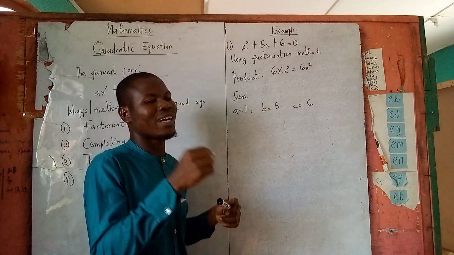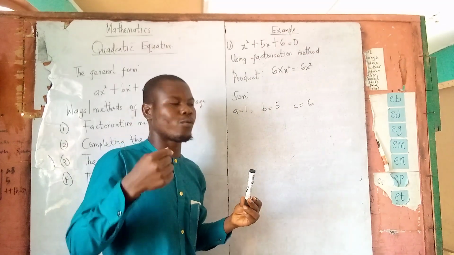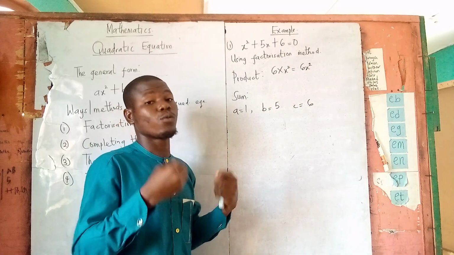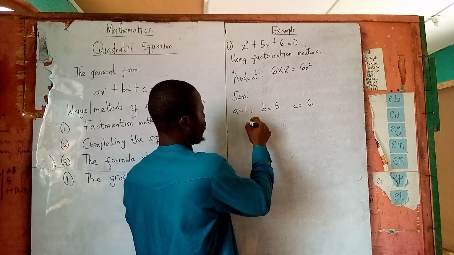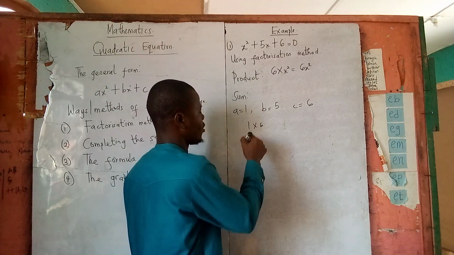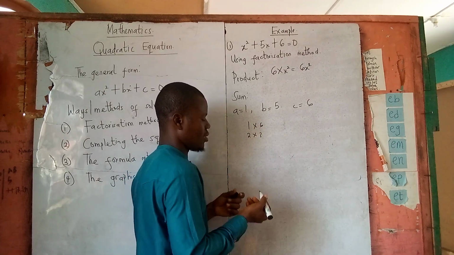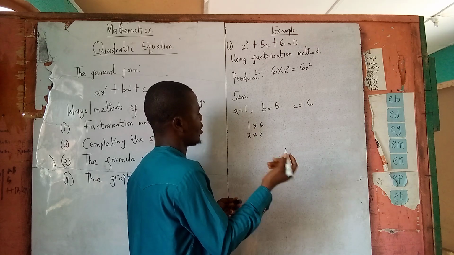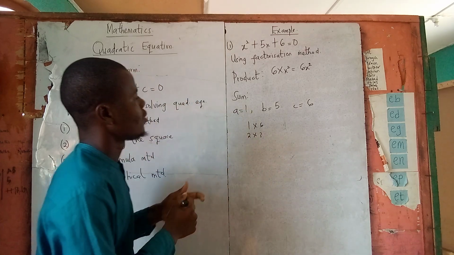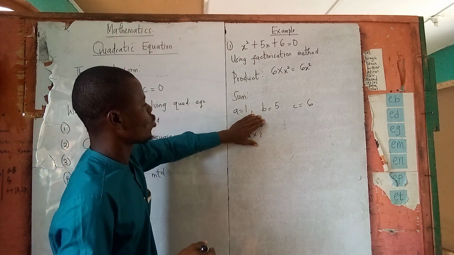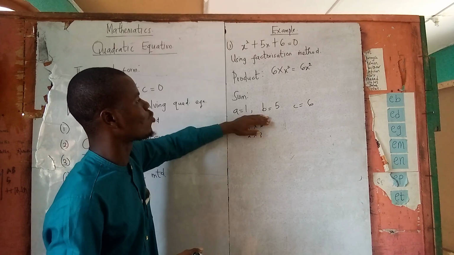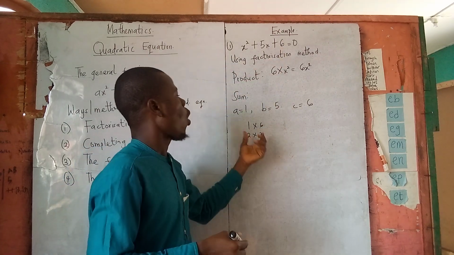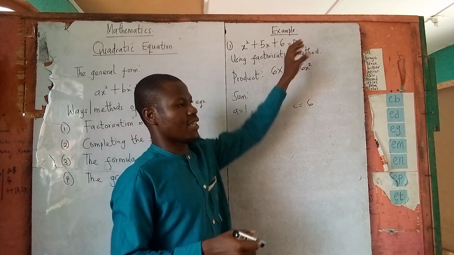So we look at the factors of 6. What are the things that you multiply that will give you 6? We have 1 times 6 gives you 6, and 2 times 3 gives you 6. Those are the two that give us 6. So we will now look at which of these two we can use to get 5x when added, and when multiplied together give us 6x squared.